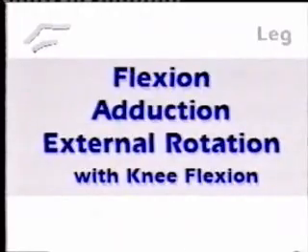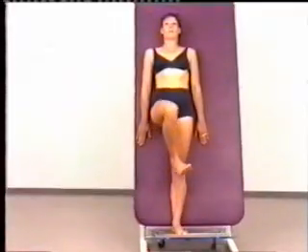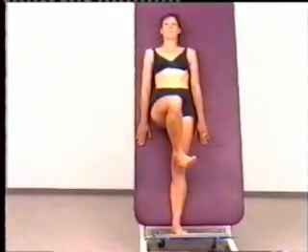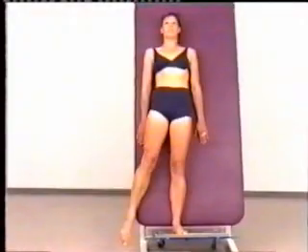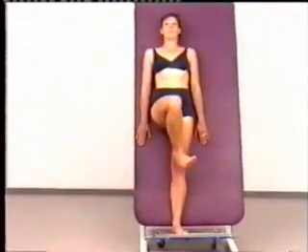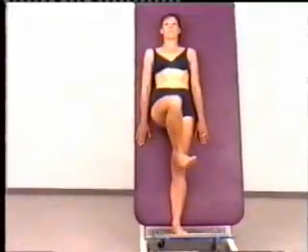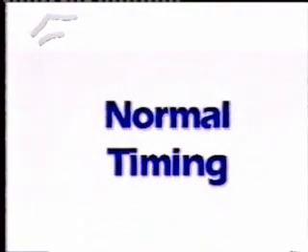Leg patterns. Flexion, adduction, external rotation with knee flexion. The pattern starts from the extended body diagonal. The knee moves in a straight line to the contralateral shoulder. The heel is crossing the midline of the body more than the knee does. Normal timing.